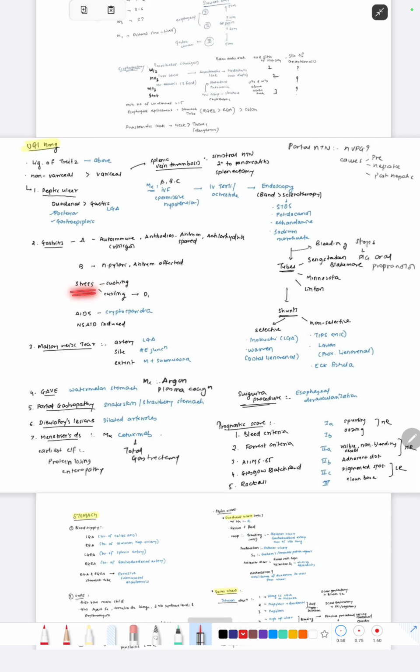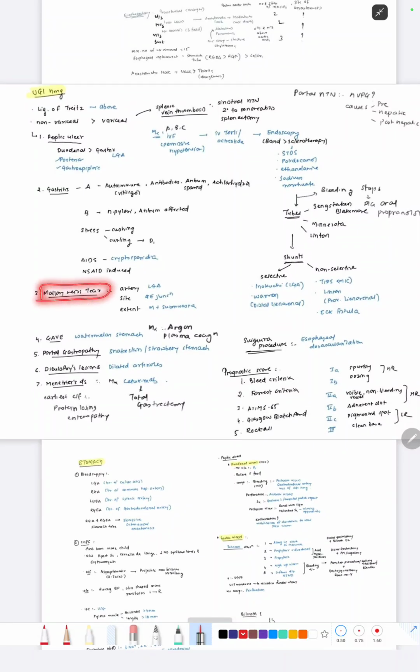Then the stress induced ones are Curling's and Cushing's ulcer. Curling's ulcer is most commonly seen in the first part of the duodenum. In AIDS, cryptosporidium and CMV induced gastritis can lead to upper GI hemorrhage. Apart from that, Mallory-Weiss tear is because of alcoholism, and the artery involved is the left gastric artery, the site is the gastroesophageal junction, and the extent is mucosa and submucosa.